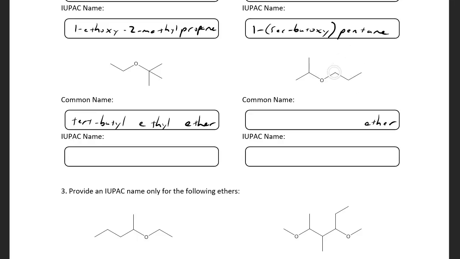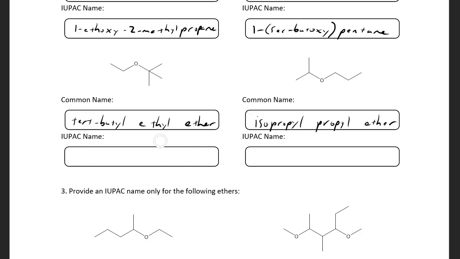We'll do the common name again for this. So here we have our propyl group, 1, 2, 3 carbons, propyl, and then we have an isopropyl group. Isopropyl starts with I, that comes before. And again, the easy way to remember is the isopropyl doesn't have a dash. If it has a dash, you don't count the first letter. If it doesn't have a dash, you do. Isopropyl doesn't have a dash in front, or the iso doesn't have a dash in front. So this is isopropyl propyl ether.